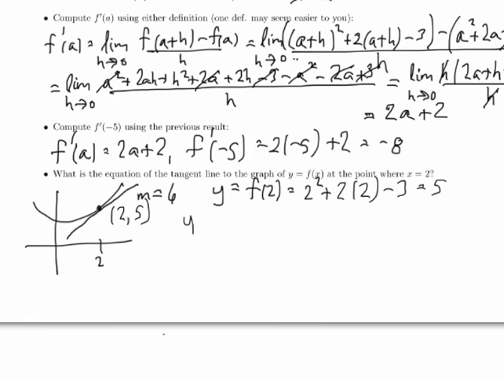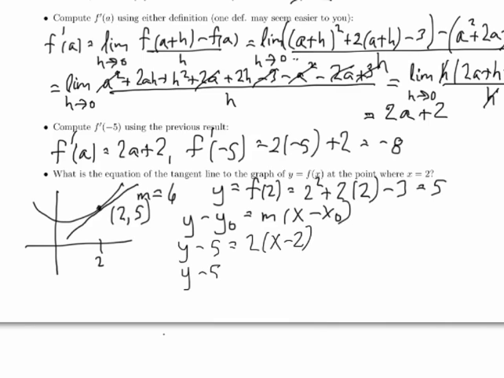And I'm going to start with my point-slope form. The coordinates of my point are 2, 5, so the 2 goes there, the 5 goes there, and the slope, which we calculated above, 6, goes there. Adding 5 to both sides, I see that the equation in slope-intercept form is 6x minus 7.